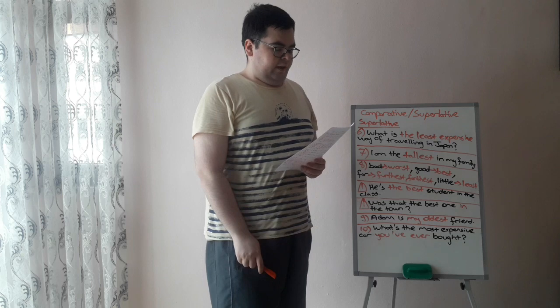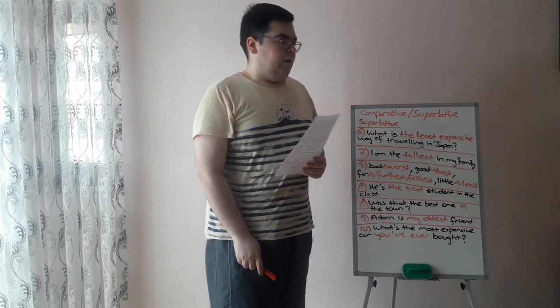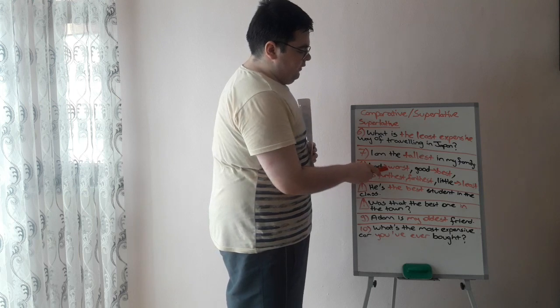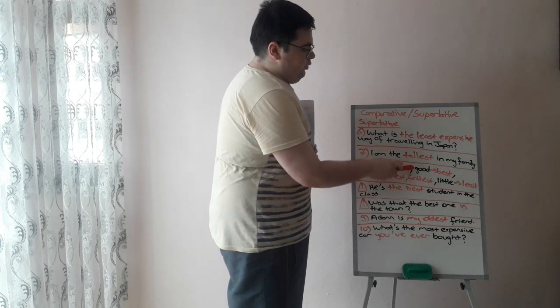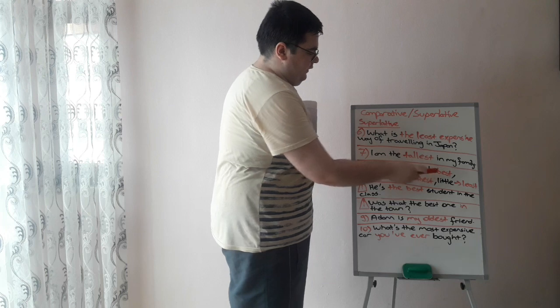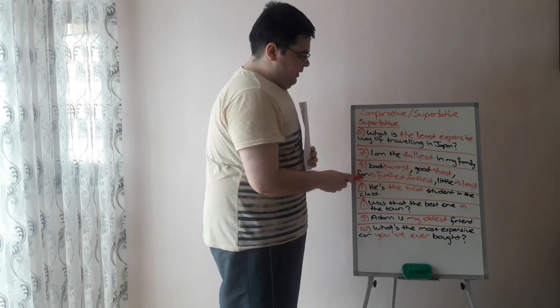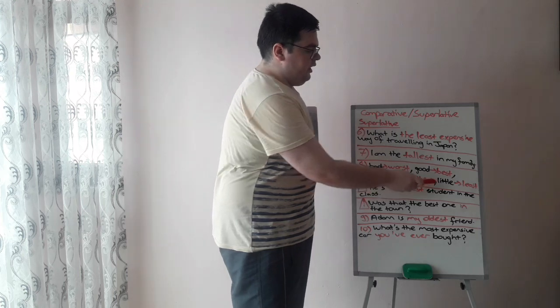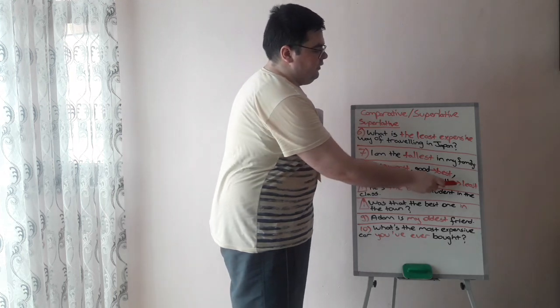Some superlative adjectives are irregular. Let's look at them. Bad becomes worst. Good becomes best. Far becomes furthest or farthest. Little becomes least.